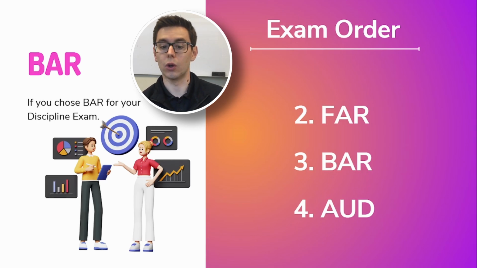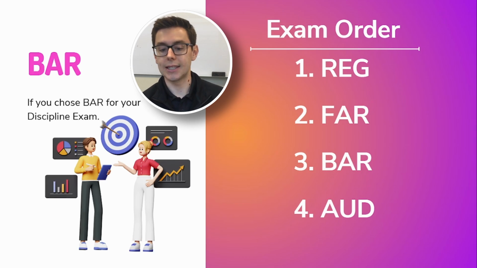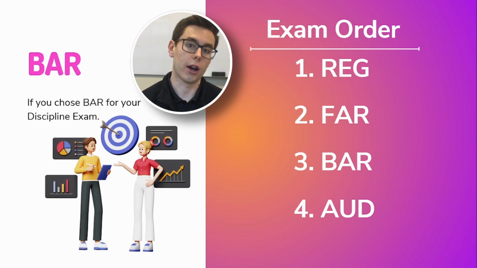And this leaves us with only one option for REG. We're going to start out with REG. REG has the least in common with these other 3 exams. You do need to know some financial accounting in REG because you'll make financial GAAP to tax adjustments, but I think you're safe here to start out with REG and then flow through to FAR, BAR, and end with AUD.